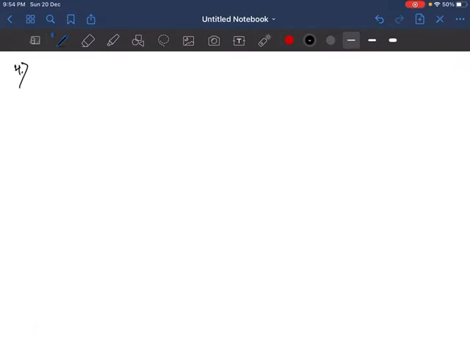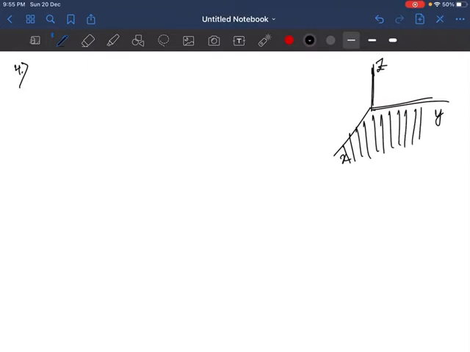Here it says the x-axis and y-axis taken together determine a plane known as. Basically the question says which plane is formed if I take the x and y axis? Obviously it is the xy plane. That is my answer for question number 4.1.